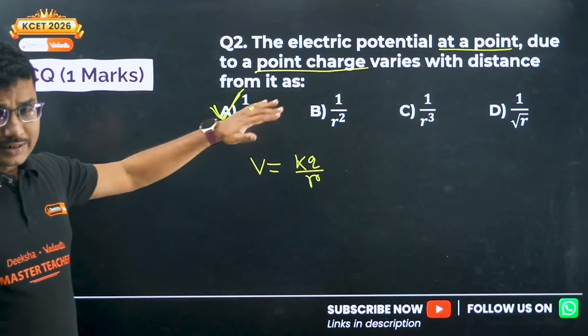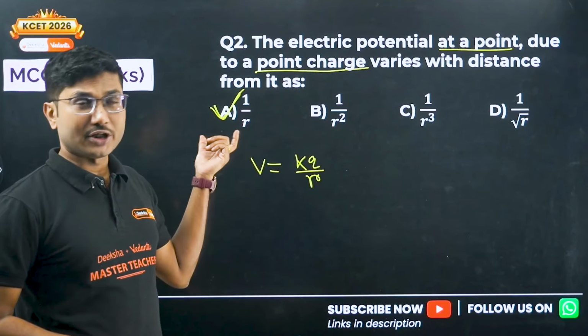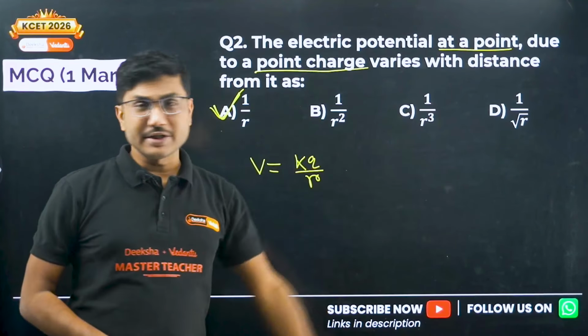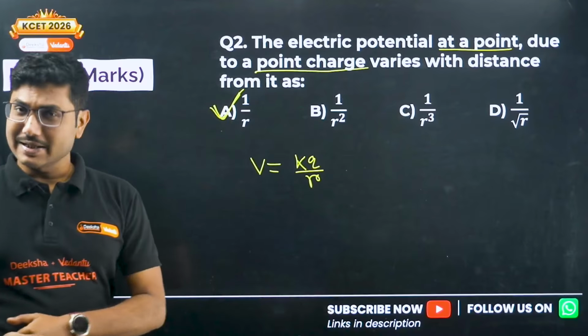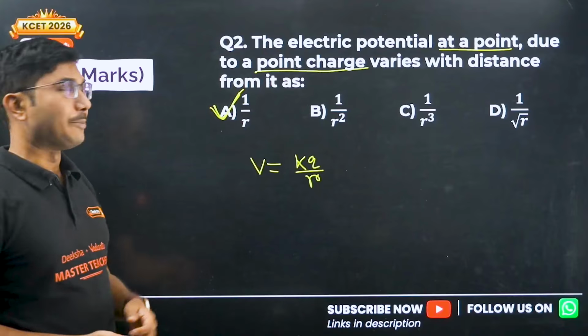This question I have taken from your blueprint. In the blueprint, instead of r they have mentioned distance. So instead of distance I have taken it as r. That is the only change I have done myself. Otherwise the question is same.